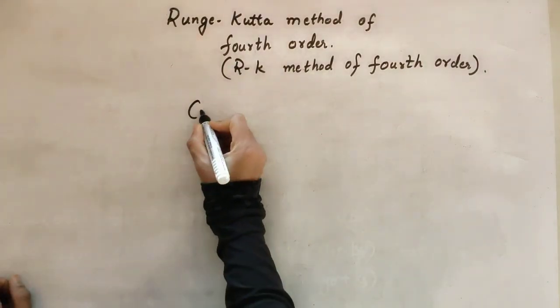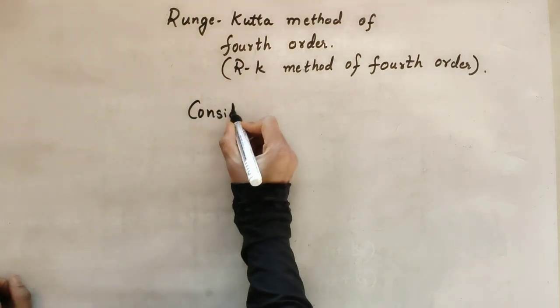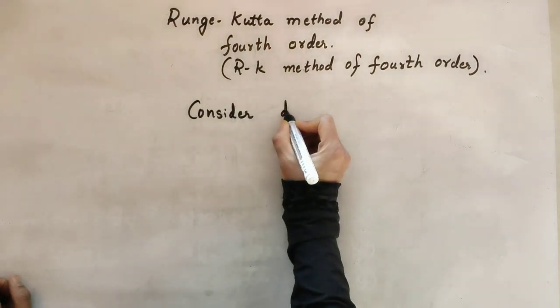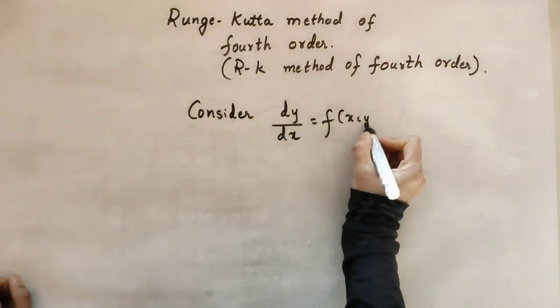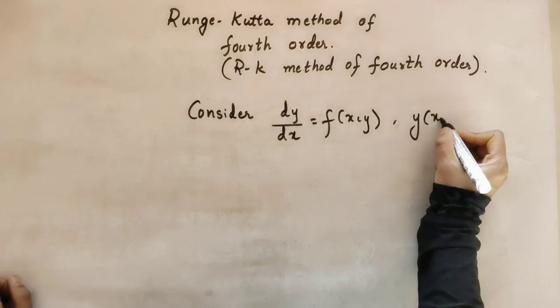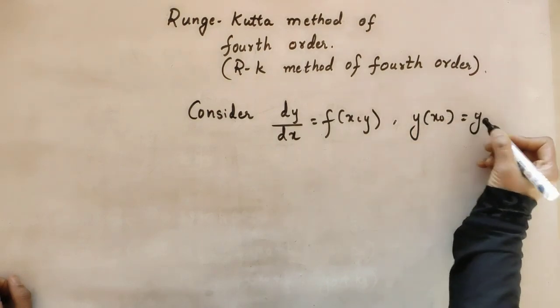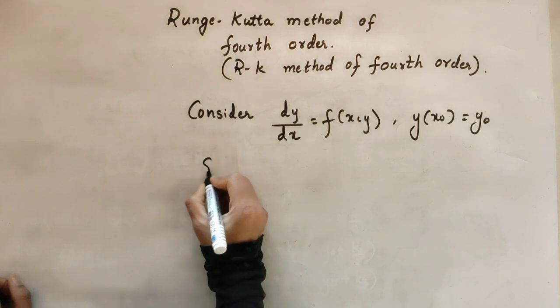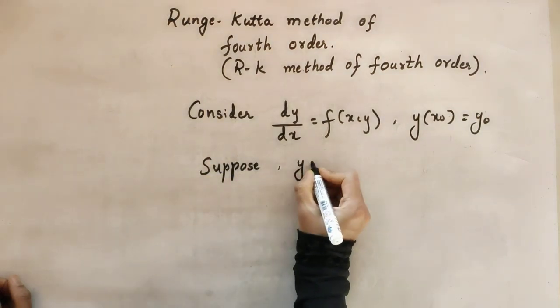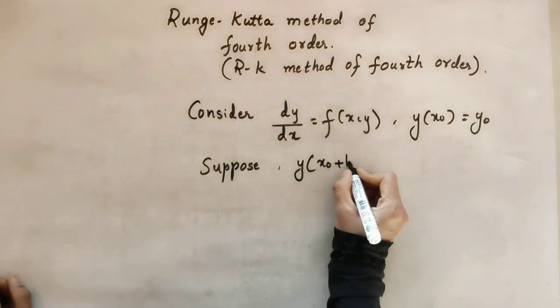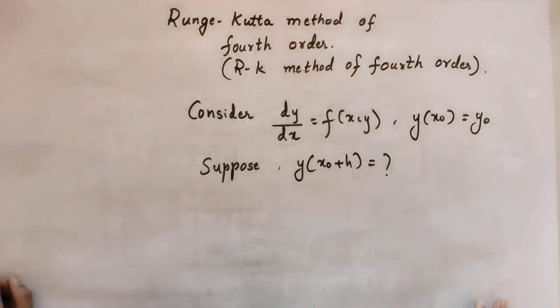So now consider a linear differential equation dy by dx is equal to f of x, y with the initial condition y of x naught is equal to y naught. And suppose we are working for y of x naught plus h. We need to work for this. Suppose the question is for y of x naught plus h, that is, we are working for the value of y at the point x naught plus h.